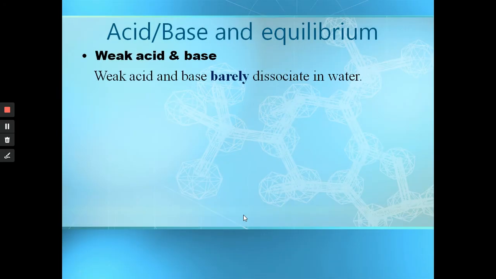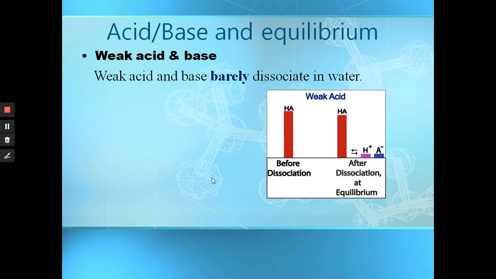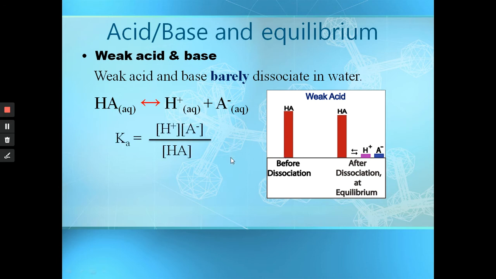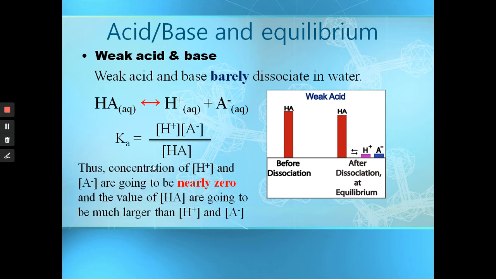All right, what about for the weak acid and bases? Weak acid and base barely dissociate in water. So as you saw in this graph last time, when acid is put into the water, not a lot of those HA is going to split into H and A. Most of them will stay in their original form, and only a little bit of them are going to dissociate, which will lead to H and A separated being small compared to the H and A put together, right?